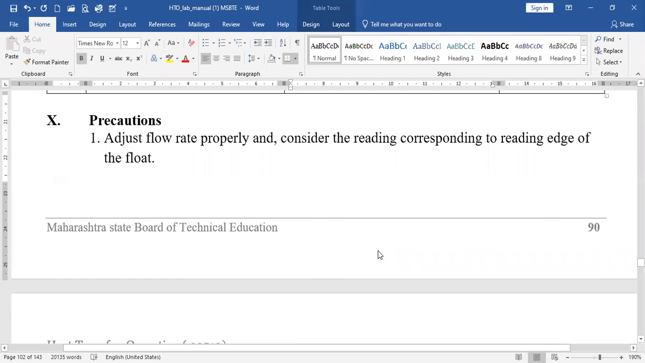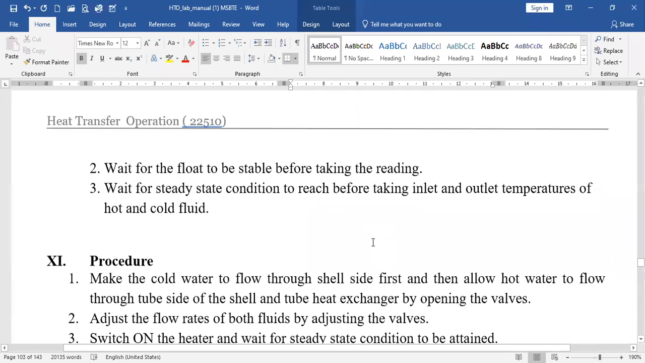Then the precautionary measures are: adjust the flow rate properly and consider the reading corresponding to the reading edge of the float. Wait for the float to be stable before taking the reading. So we have to adjust the volumetric flow rate. As discussed, we are going to conduct this experiment with a volumetric flow rate of near about 150 LPH. After stabilizing that float, then and only then we are going to take the readings.